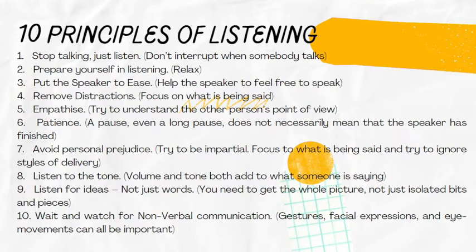Eight, listen to the tone. Volume and tone both add to what someone is saying. Tone and volume show the emotion of the speaker, if he or she is determined, if he or she is tired of talking. So you can detect it in his tone. Number nine, listen for ideas, not just words. You need to get the whole picture, not just isolated bits and pieces. Ten, wait and watch for nonverbal communication. These are the gestures, facial expressions, and eye movements that can be all important.